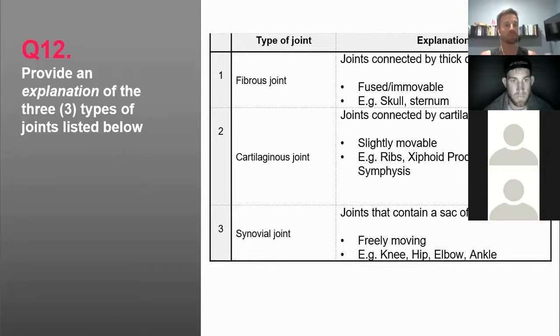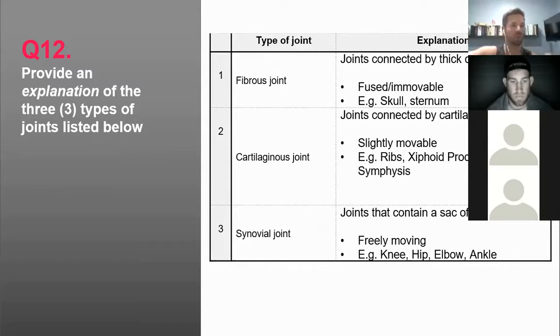Okay, so the xiphoid process is a fancy name for that little bump at the bottom of your sternum. You know that little bump? That's called the xiphoid process. And then the pubic symphysis is right between your pubic bones. We want that to be slightly movable, especially for women during pregnancy. We need the pubic bone to open up for childbirth. So they are slightly movable.